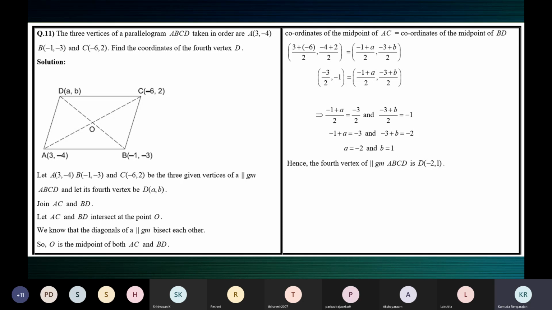Midpoint formula: x1 plus x2 by 2, y1 plus y2 by 2. x1 plus x2 by 2 will give the x coordinate. y1 plus y2 by 2 will give the y coordinate.